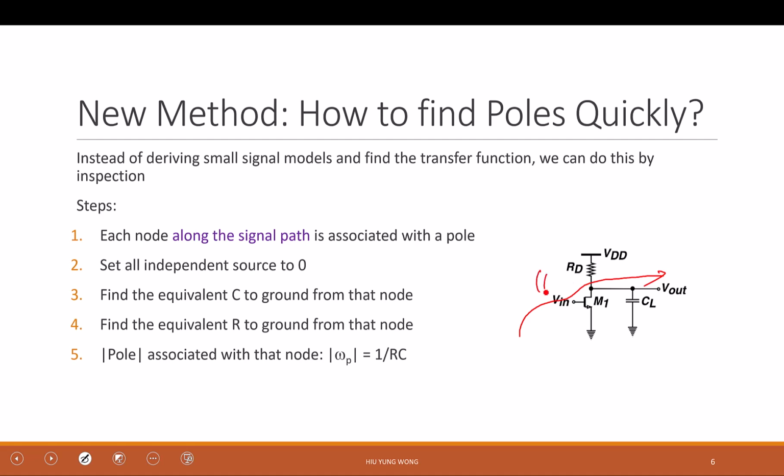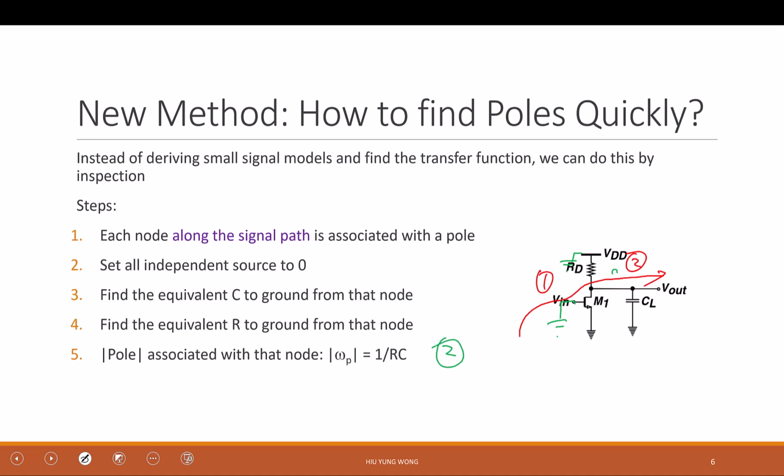We say this is node 1, this is node 2, so I should have 2 poles. For each of the poles, and before that, I definitely need to ground all the independent sources. And because of this, I'm going to ground the V-in also, right? And then, let's start with pole 2, which I did not make a mistake on. Start with pole 2.